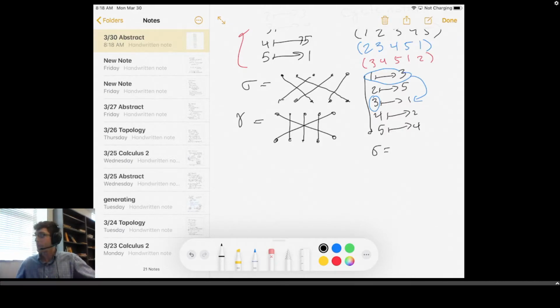And so what is this one in cycle notation? Can we figure that one out? 1, 3, 2, 5, 4. Yep, so 1 goes to 3. 3 goes back to 1. Okay, so we close that guy off. And then you start at the next highest thing. 2. 2 goes to 5. 5 goes to 4. 4. And then 4 goes back to 2. And I close that guy off.